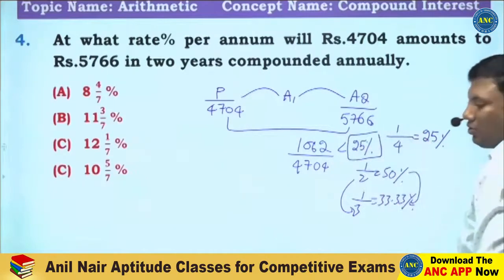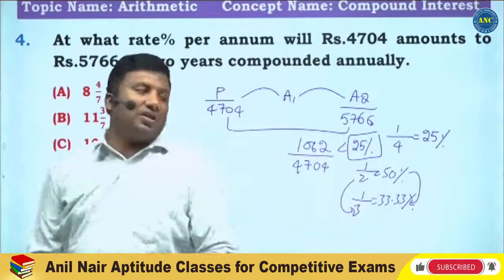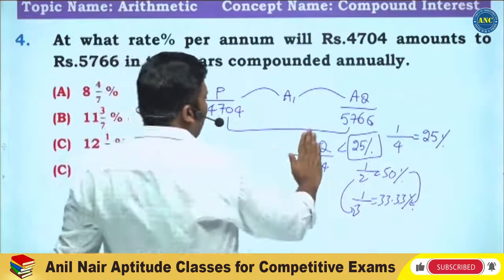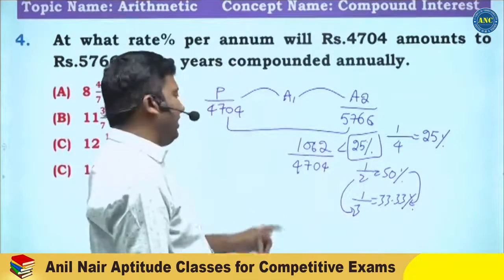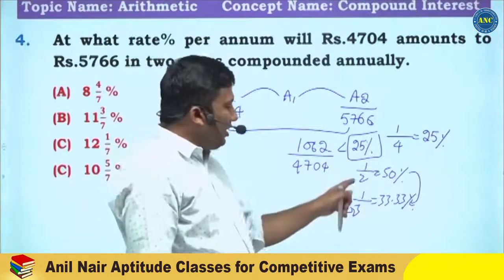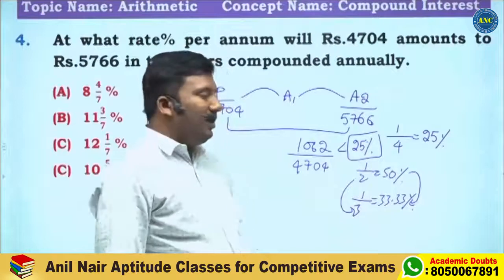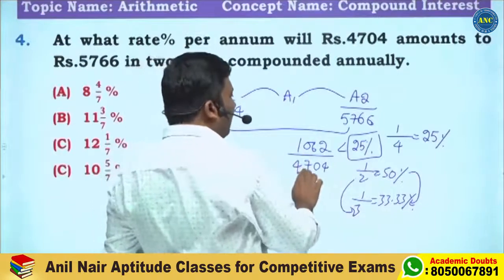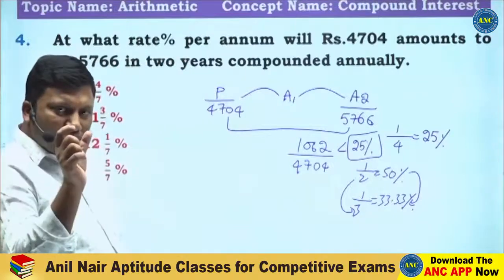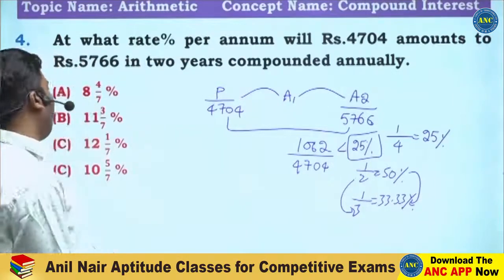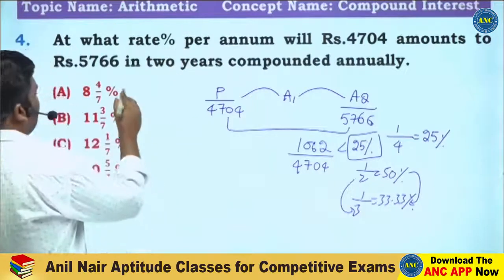Just by looking at the question, we can deduce it. 1062 by 4704. Even if I nullify the 3 digits, 1 by 4 is 25 percent. After 4, there are some digits. If the denominator increases, the percentage will decrease. The answer should be just less than 25 percent.